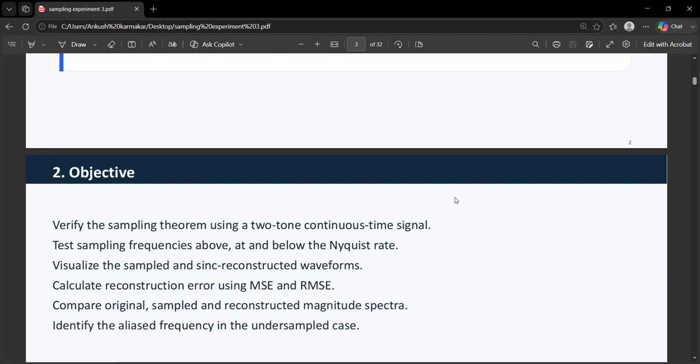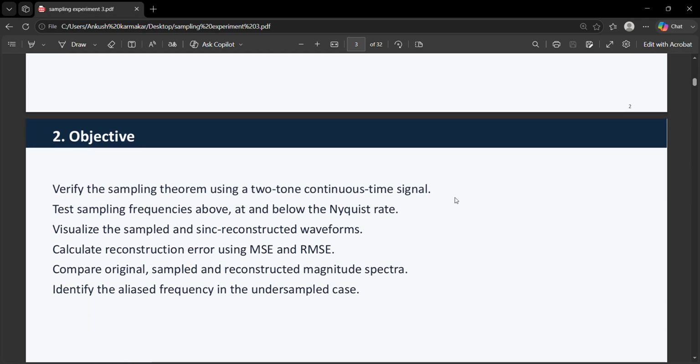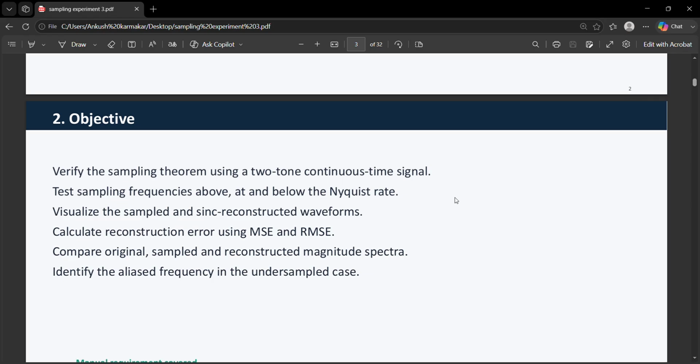Objectives. The main objectives are to verify the sampling theorem using a two-tone signal and to test three different cases: sampling above, at and below the Nyquist rate.